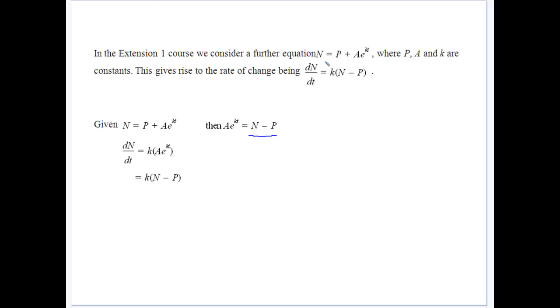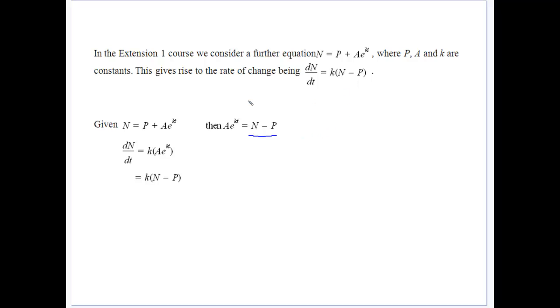Now, what we do this time with the extension one, we consider that we have a different starting point, where we have a constant being added. So p plus a e to the kt would be equal to some value n. So you can see it's a little bit different. We've just had adding a constant. So the difference there is that the rate of change, dn/dt, is k times n minus p. So again, it's proportional to the difference here between the n and the p. That's what we're actually going to get.